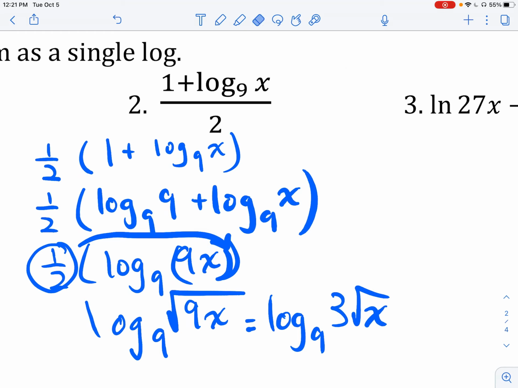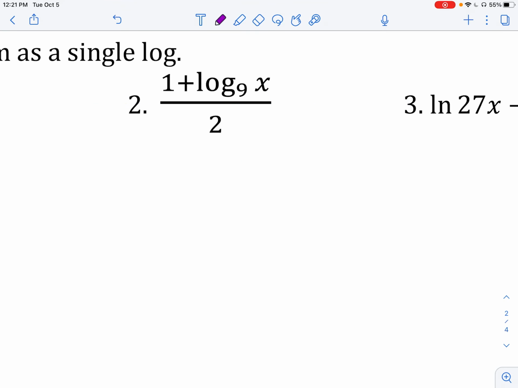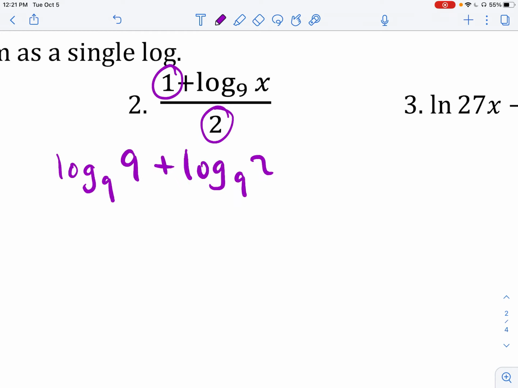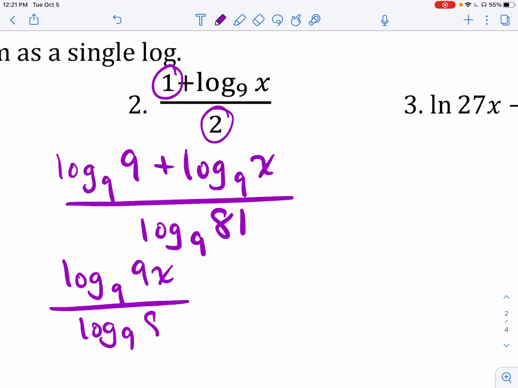Okay. Now, I do also want to highlight that there is another way to do this problem. So hopefully you wrote this down. I'm going to erase it right now so I can make some space for my next one. You could also do the problem as such. I'm going to do this in a different color. I'm going to rewrite each of these constants in terms of log base 9. So log base 9 of 9, which we already said, plus log base 9 of x, all of this over log base 9 of 81, because 9 to the second power is 81. Now I'm going to condense this: log base 9 of 9x over log base 9 of 81.